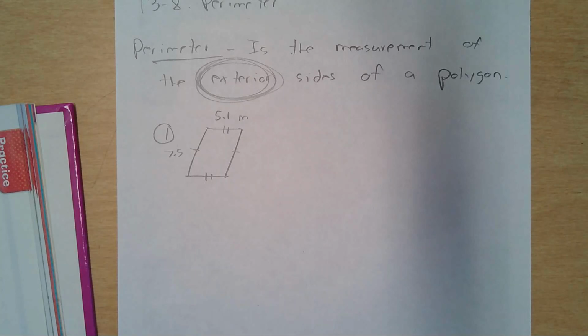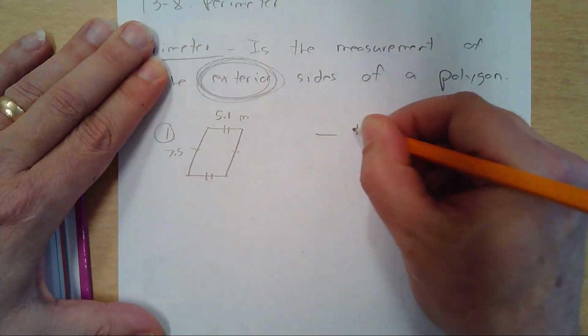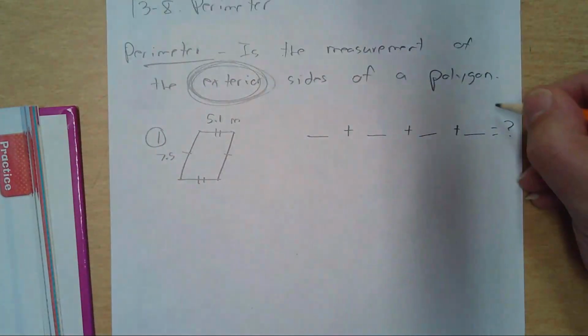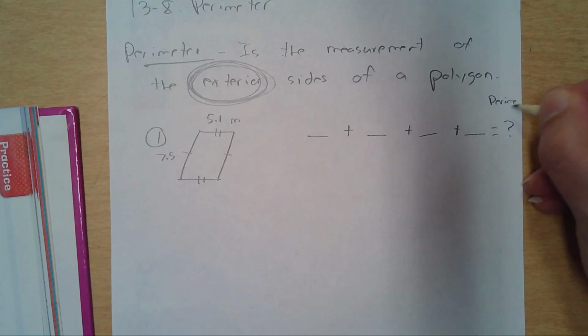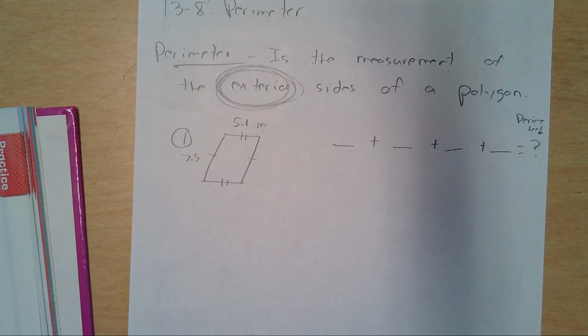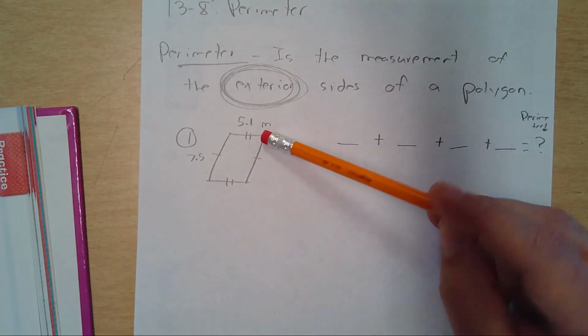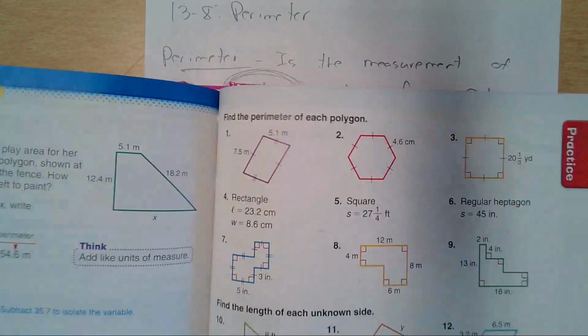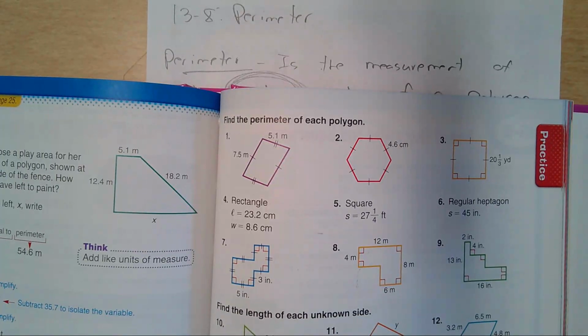So first off, how many sides are on this figure? 4. So whatever it is, I'm adding 1, 2, 3, 4 things. And when I add those 4 things together, I will get the perimeter. However, there's only 2 numbers provided to me here, right? I got 5 1/10 over here and 7 5/10 over there. So what are the other sides and how do we know what they are?